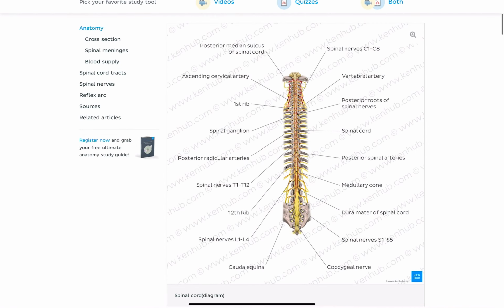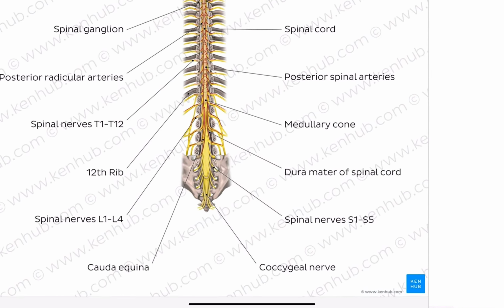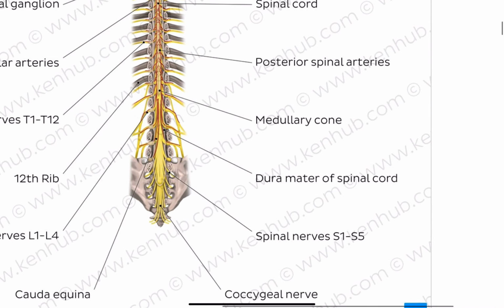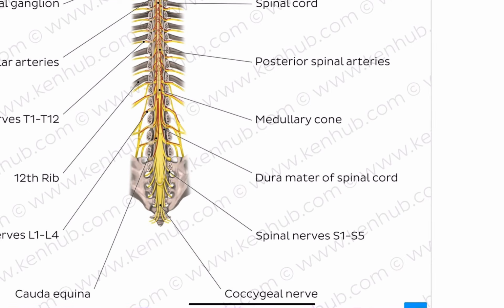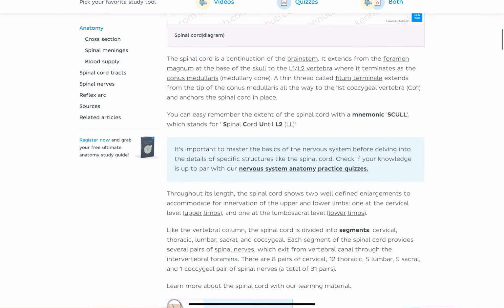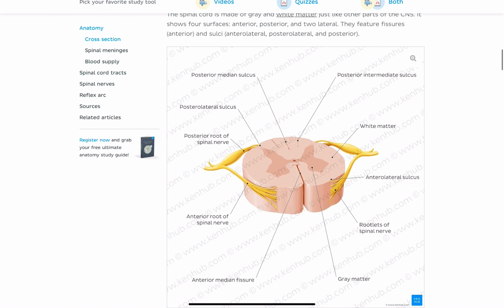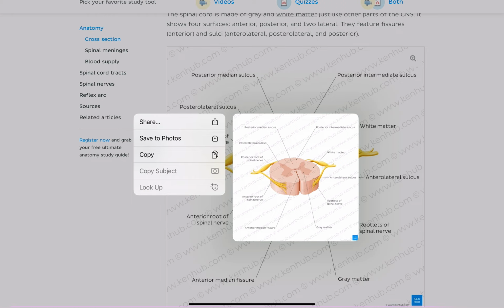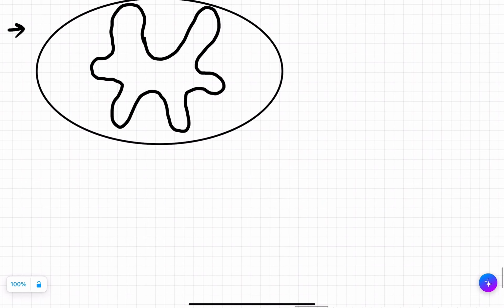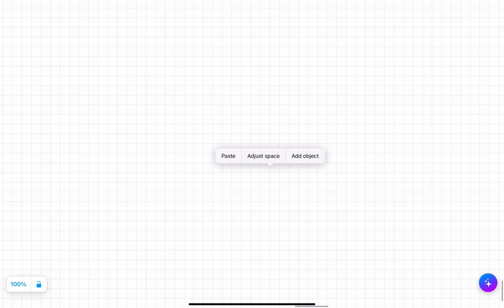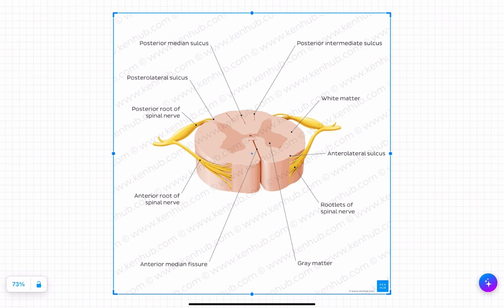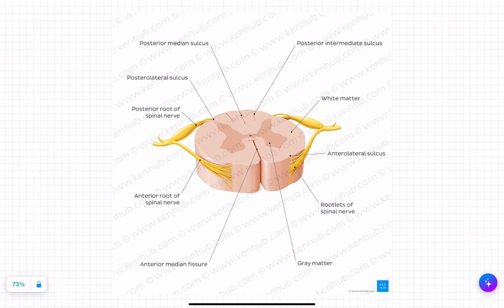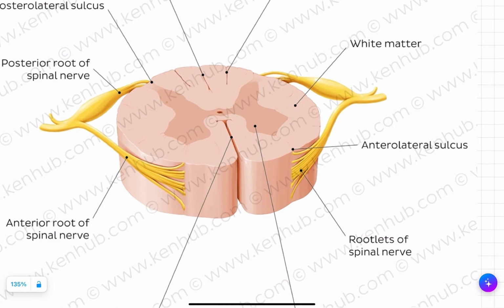See, this is what I was talking about, the chorda equina and everything. You see here the spinal cord ended at the medullary cone, and then the spinal nerves are coming down to come out of their respective foramen. Now here we will discuss two things: what is spinal segment and what is the gray and white matter.